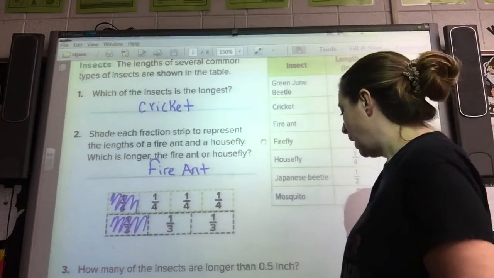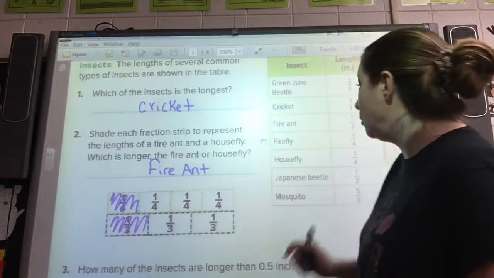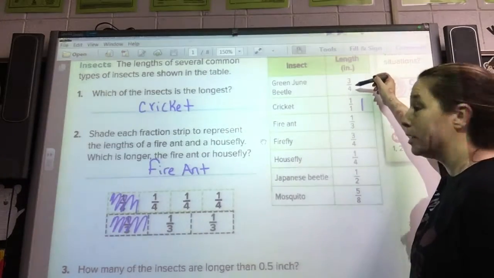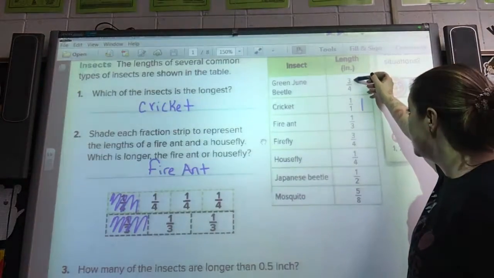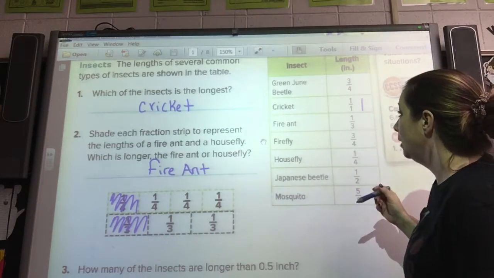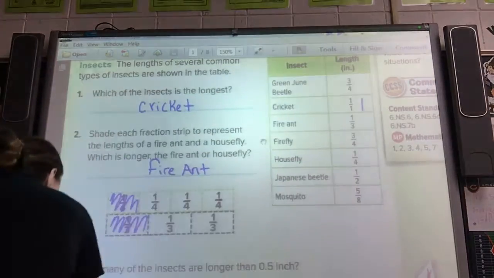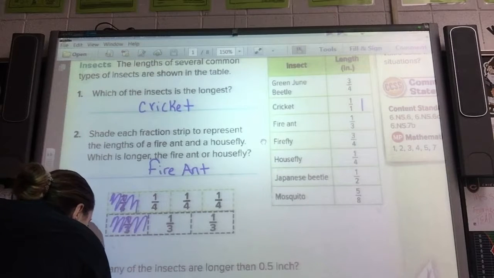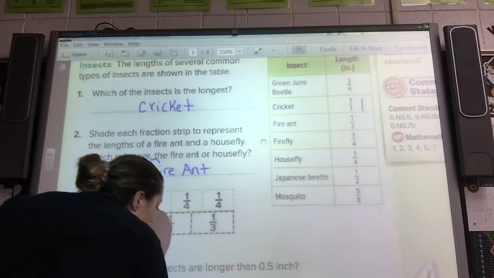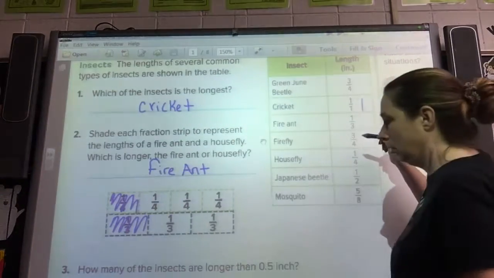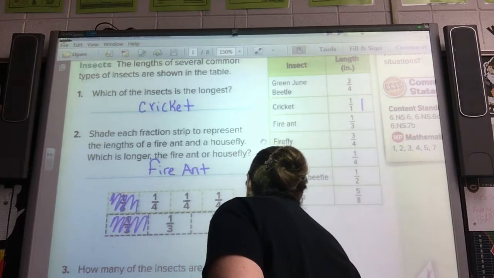All right. How many insects are longer than half an inch? Now, 0.5 means half. So all we have to really do through here is go through and say, okay, what's half of 4? 2, right? And this one's 3, so that one's longer. So we can write the green June beetle, because he's more than half. And then this one obviously is a cricket. We can add him to the list. Cricket.